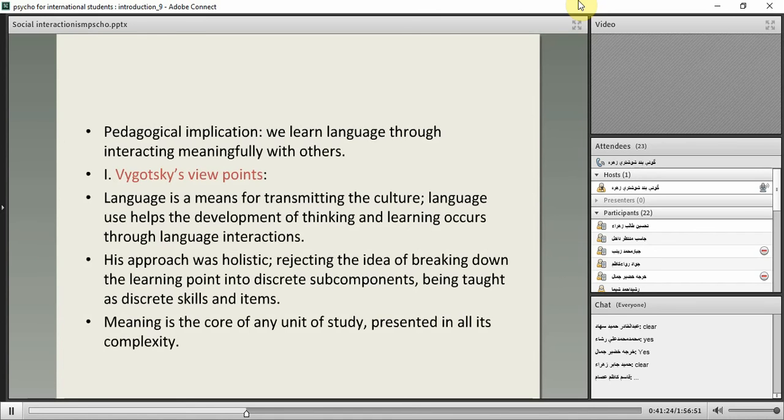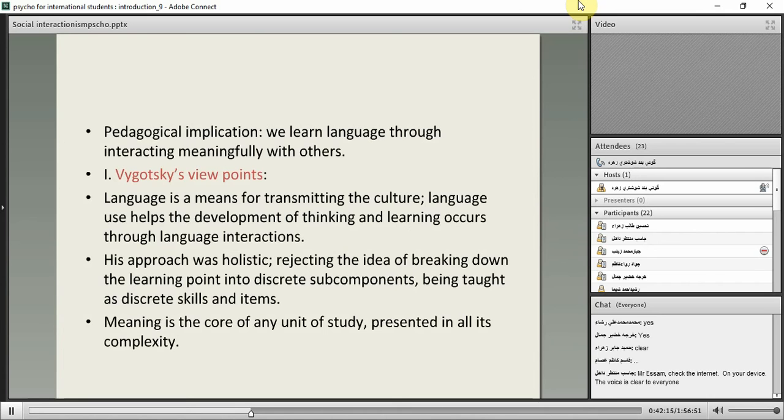Now let's consider the main Vygotskian viewpoints. Right? Vygotsky claims that language is a tool, a vehicle for transmitting the culture, right? The cultural norms and values. Language helps us to develop our thinking process, and learning occurs through language interaction. Okay. Vygotsky's approach was holistic, right?